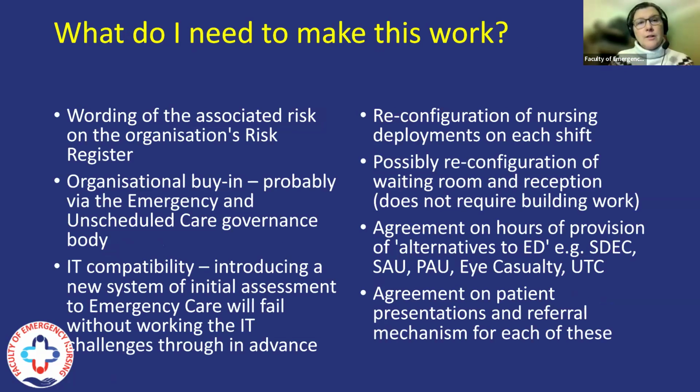So the first thing I'm going to say to you is you need to know the wording of the associated risk on your organisation's risk register. Now, many of you listening to me will not have a clue what I just said there. You will have recognised every single word, but it will have made no sense to you. So, from an organisational governance point of view, that means what are your standards, who oversees you, who scrutinises your work.